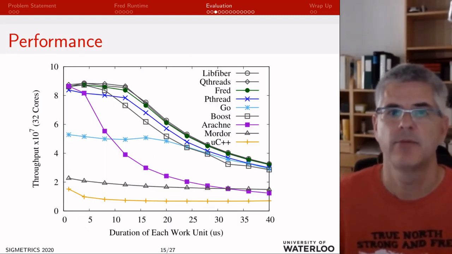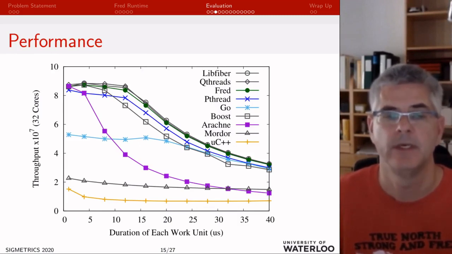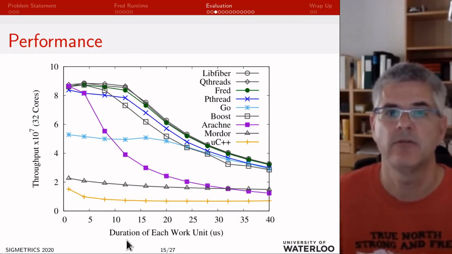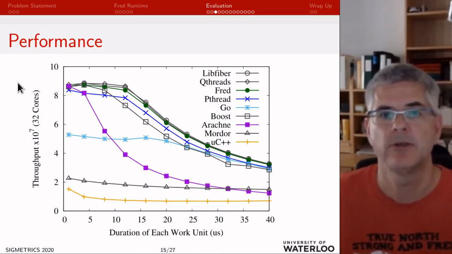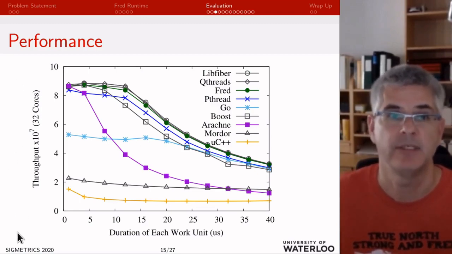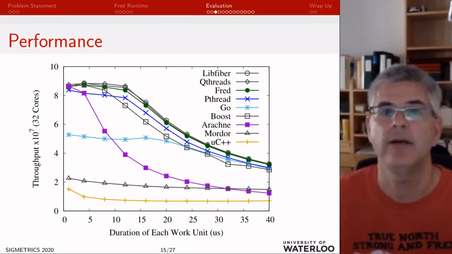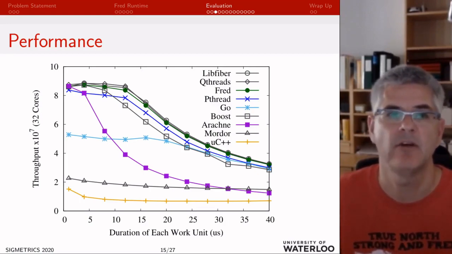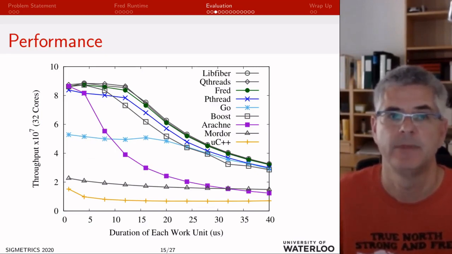This first test is a throughput test for a simple combination of locking and a work loop. The x-axis shows the duration of work, which translates into synchronization and scheduling intensity. The resulting throughput is shown on the y-axis. Higher is better. The results show that Micro C++, Mordor, and Arachne cannot reach the same level of performance as the other runtimes. Go shows some weakness for very short work loops, but eventually catches up with the other runtimes.